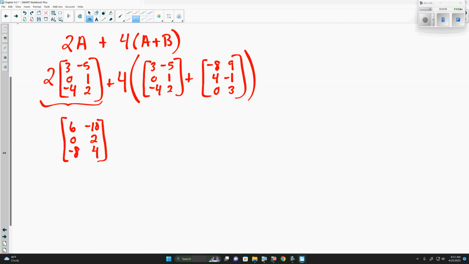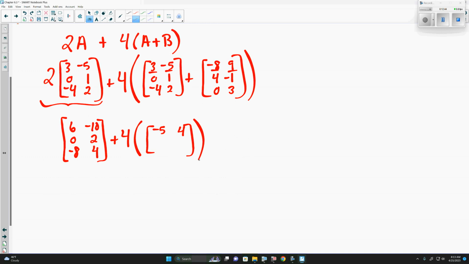Even if we had some fraction that we were multiplying by, we could still do that in a calculator and it would do it for us. We can do it one element at a time. Plus 4 times, well, as we've seen already, we're combining like terms with addition. So we're saying what? 3 plus negative 8. Well, 3 plus negative 8 is what? Negative 5. Negative 5 plus 9 is 4.